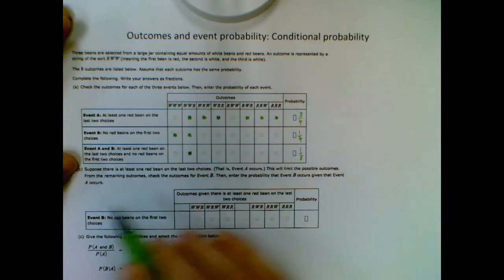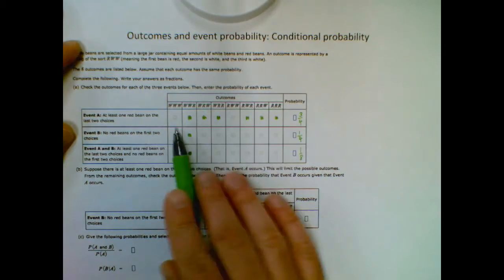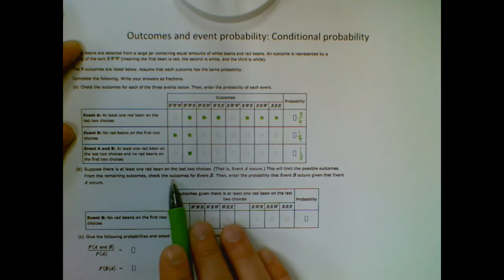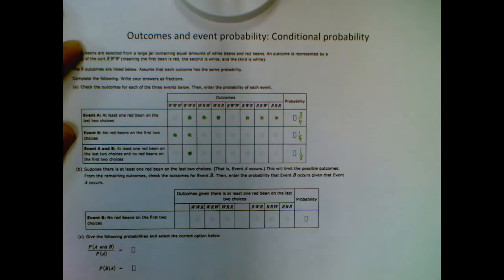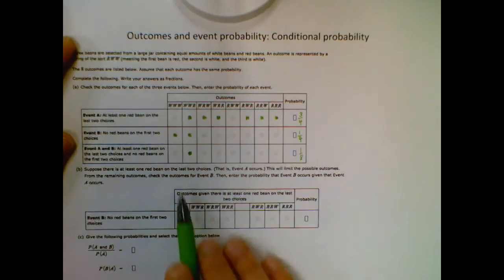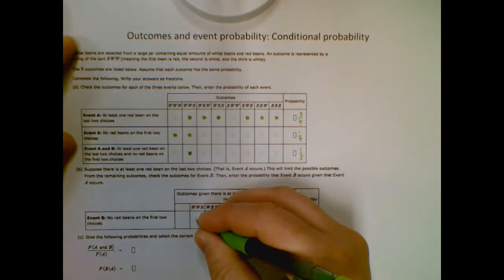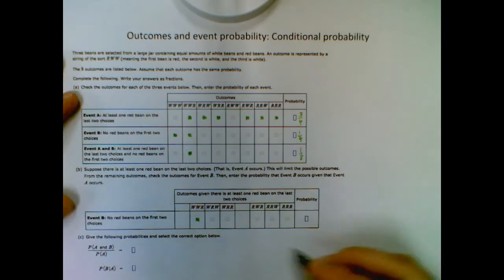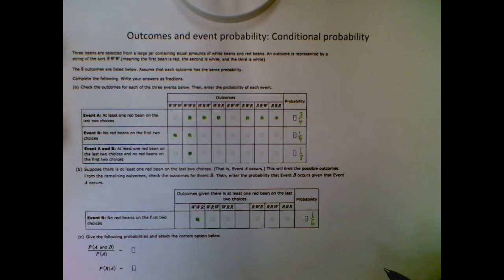Okay. Suppose there's at least 1 red bean on the last 2 choices. So we know it's an event A. This will limit the possible outcomes, right? Because since these aren't checked, they're now blank. So those don't count. For the remaining outcomes, check the outcomes for event B, then enter the probability that event B occurs given that event A occurs. So looking at this, I'm going to check all the ones that are here that are also down here, and that's only one option. Okay, because this one has been knocked out, that's the only one left. So the probability right now is 1 out of 6. Since those 2 are gone, there's only 6 possible options.